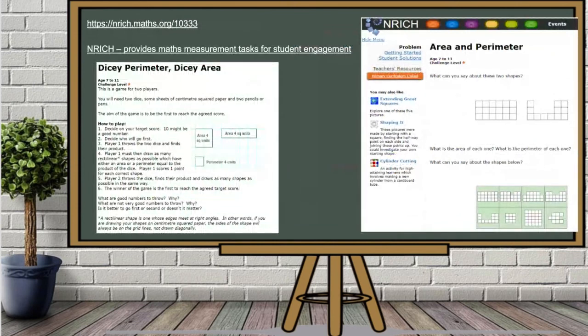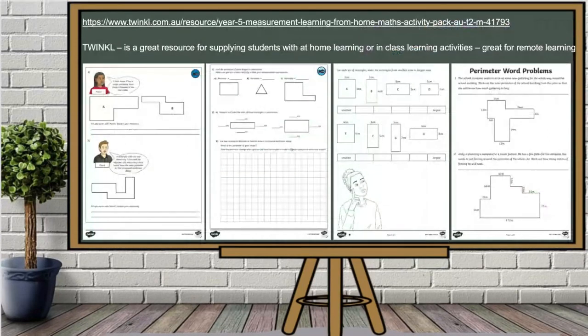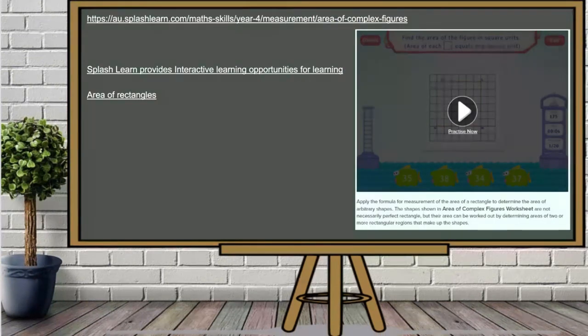Measurement provides engaging activity-based tasks for students. Twinkle is a great resource, particularly for creating remote learning packages during lockdowns or student illnesses. Splash Learn is an interactive ICT resource which consolidates prior learning.